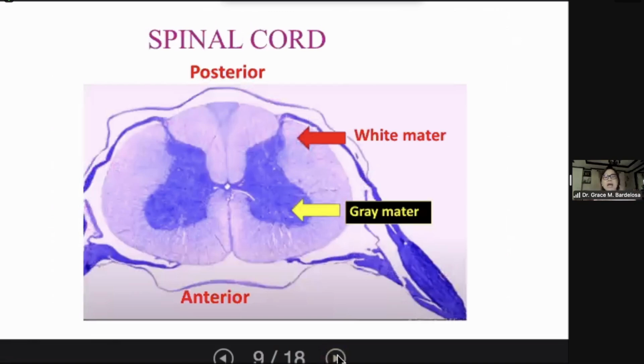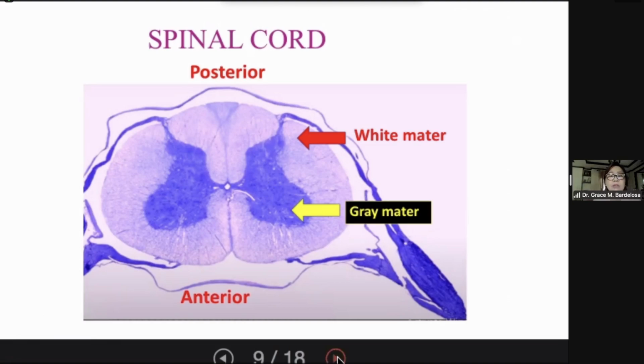Let's go to the spinal cord. As mentioned a while ago, the gray matter is the cortex of both the cerebrum and the cerebellum. It is the opposite in the spinal cord. The white matter is found at the surface of the organ, whereas the gray matter represents this H structure here. This dark area we call the gray matter, and it is the opposite of what is happening with the cerebrum and the cerebellum.